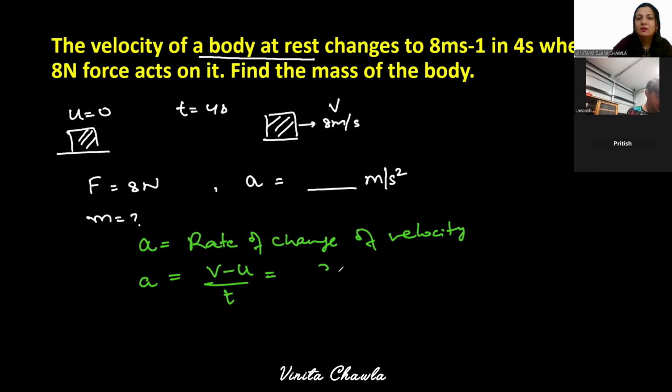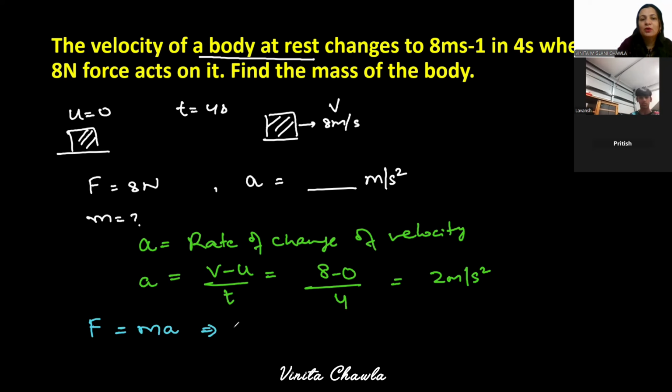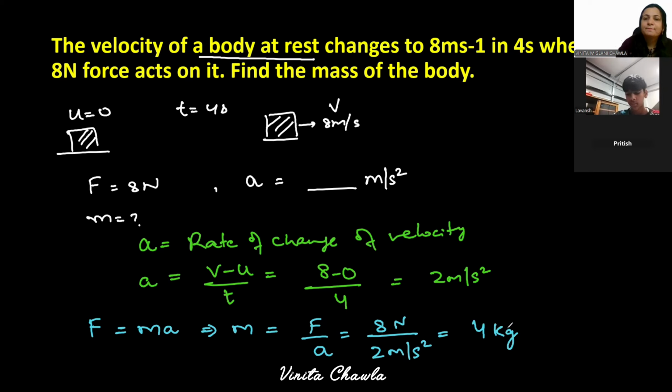Now put the values: 8 minus 0 upon time, which is given as 4. So this is 8 upon 4, 2 meter per second square. This is your acceleration. Now find mass. For mass, we'll write the formula F is equal to ma. Because F is equal to ma, this implies m is F upon a. Force is 8 Newton, acceleration is 2 meter per second square, and hence mass is 4 kilogram.